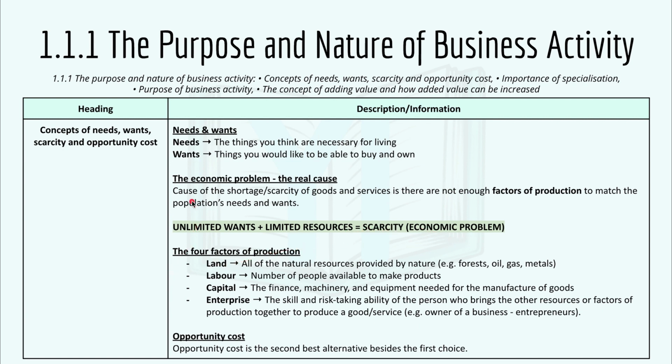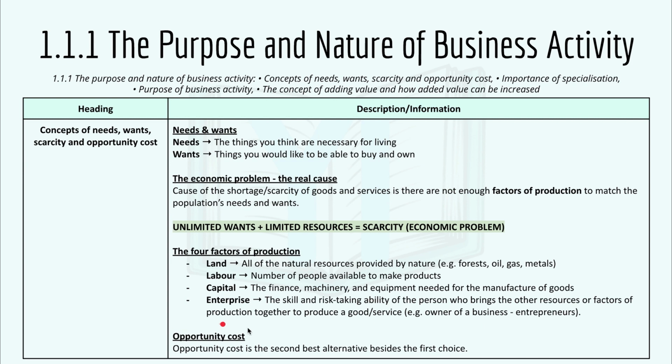And here are the 4 factors of production as I mentioned just now. Land, which is all of the natural resources provided by nature, like forests and oil and gas. Labor, which is the number of people available to make the products. Capital, which is the finance, machinery, and equipment needed to manufacture the goods. And enterprise, which is the skill and risk-taking ability of the person who brings the other resources or factors of production together to produce goods and services, like let's say an owner of a business or an entrepreneur.